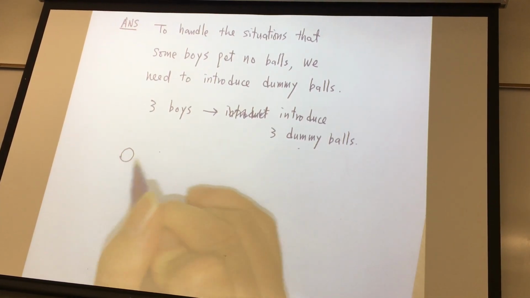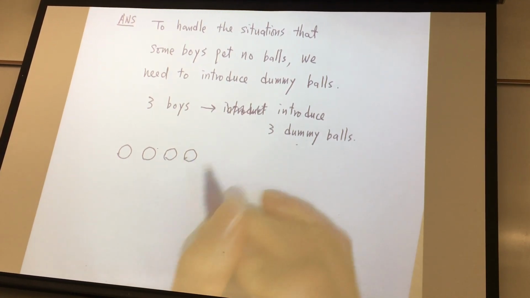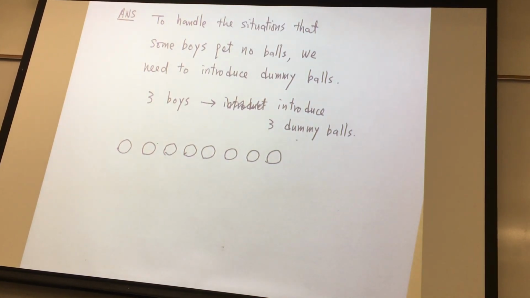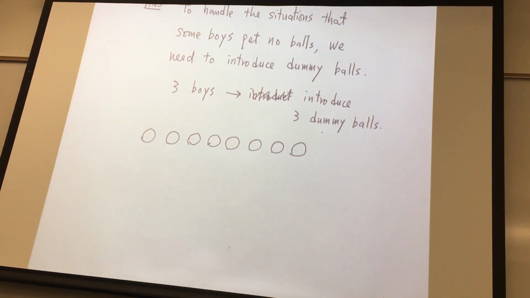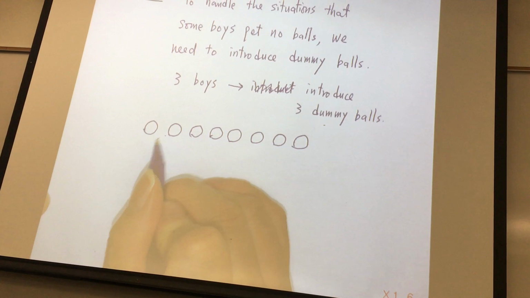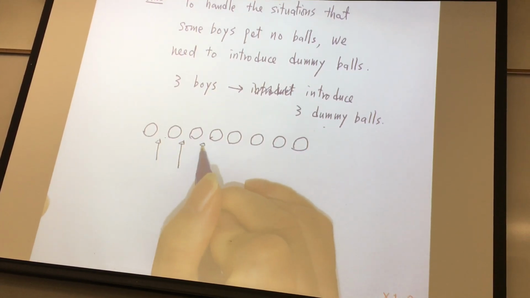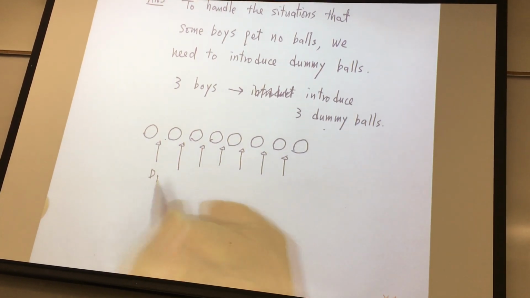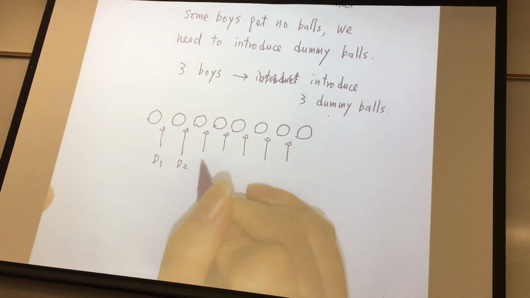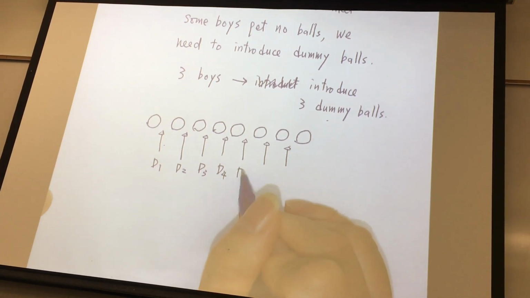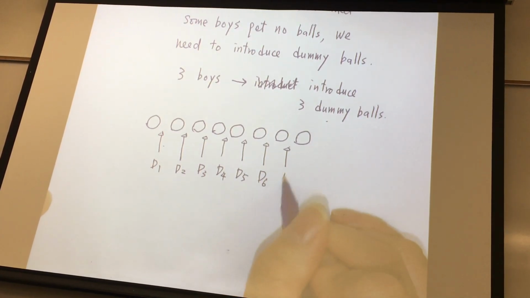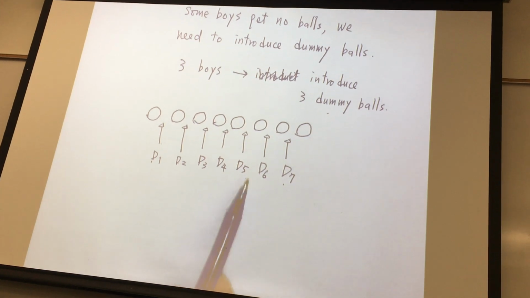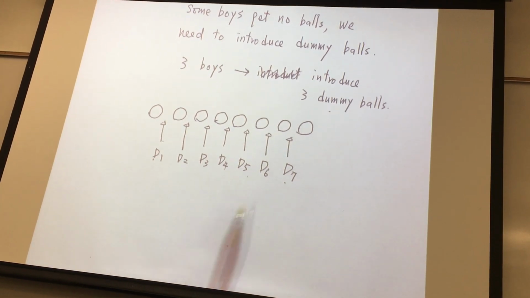How many balls do we have now? 1, 2, 3, 4, 5. Plus 3 dummies. 1, 2, 3. So altogether, we consider what? They are 8 balls, okay? Now, just like before, with 8 balls, how many dividers can we choose from? D1, right? D2, D3, D4, D5, D6, and D7. Okay? 7 dividers. You choose 2, you divide what? You divide 8 balls into 3 groups.